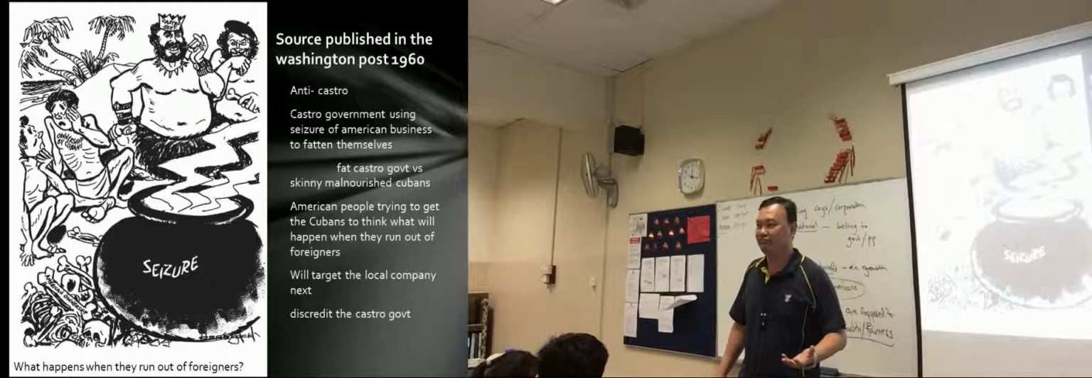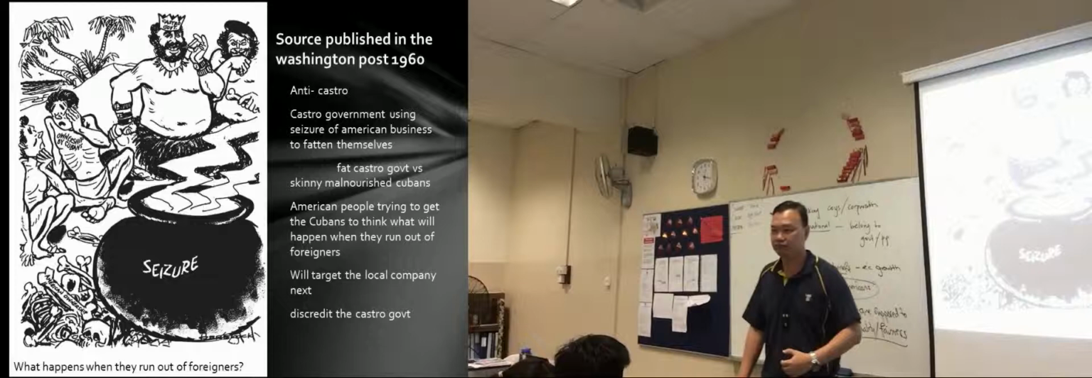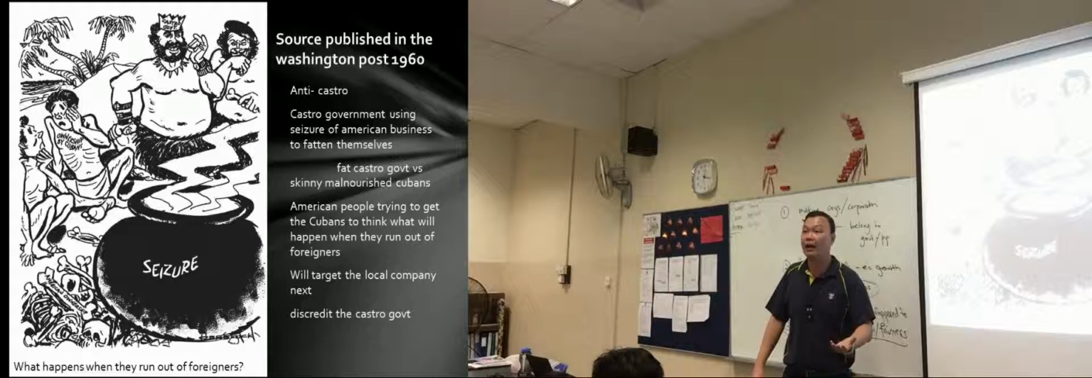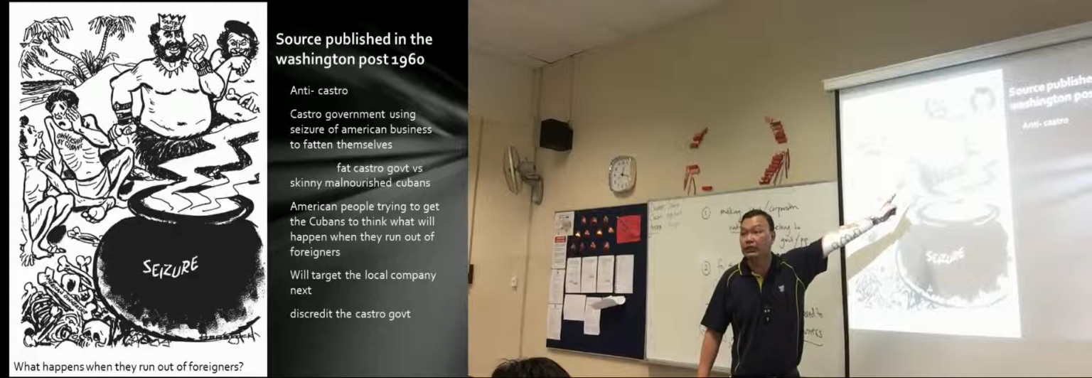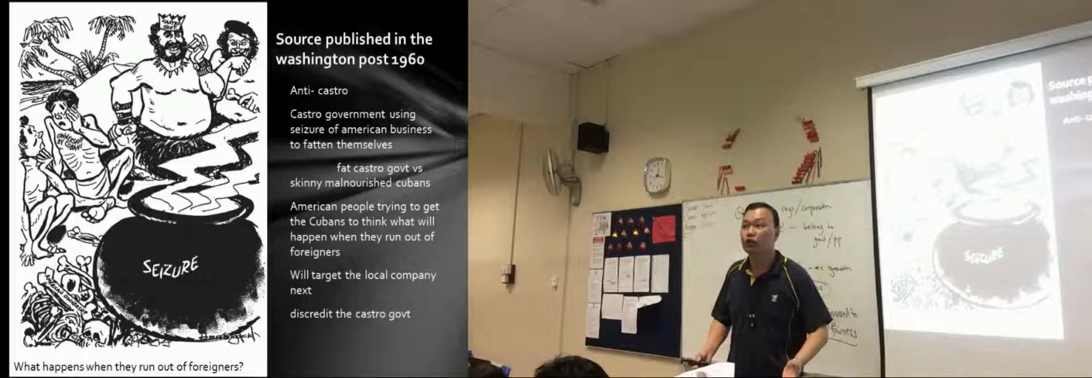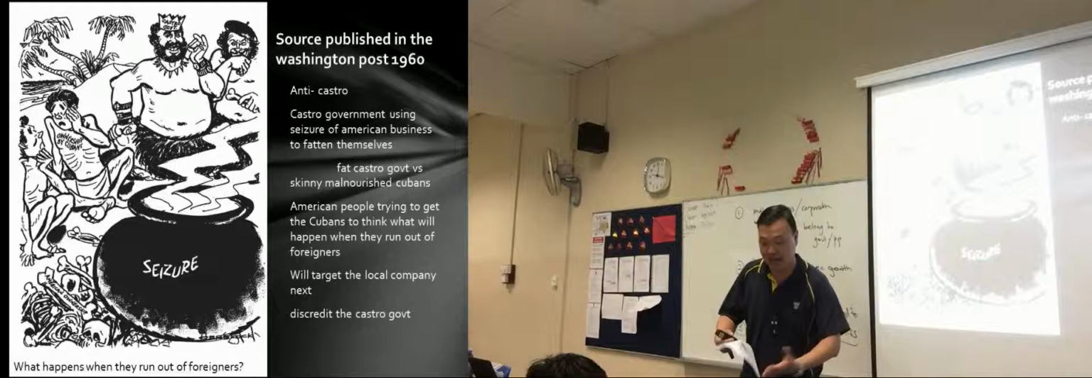Why did they publish this cartoon in the newspaper? Why? To convince the people about this fellow, right? That he is corrupted, he's greedy, and he's actually trying to get the people to do what? To go against him. Very good. To go against him. To fight against him. Okay? And not to rest on this.